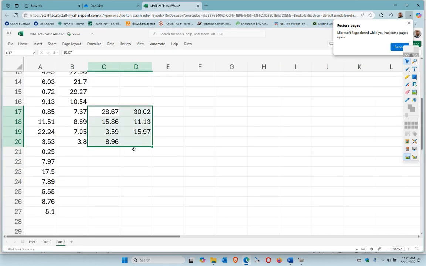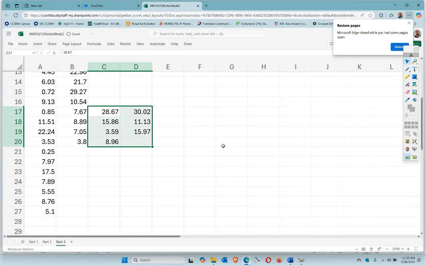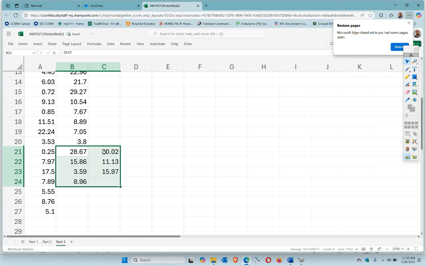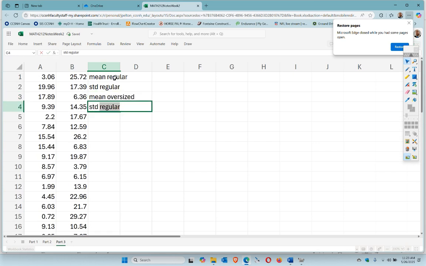Oh, I overlapped it by accident there. There we go. I don't know what's going on with that. Just replace it, yes. Okay, so it looks like in both cases we have 27 values. So we want the mean of the regular, the standard deviation of the regular, the mean of the oversized, and the standard deviation of the oversized.